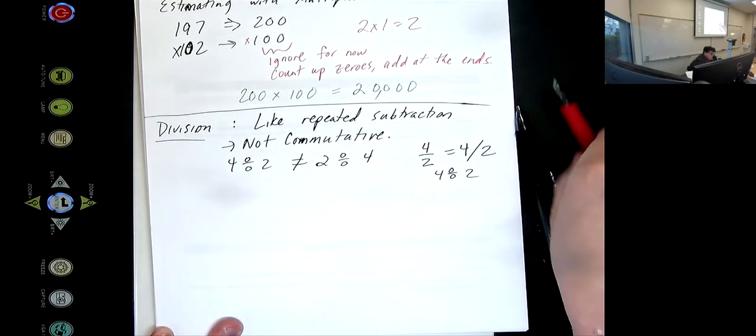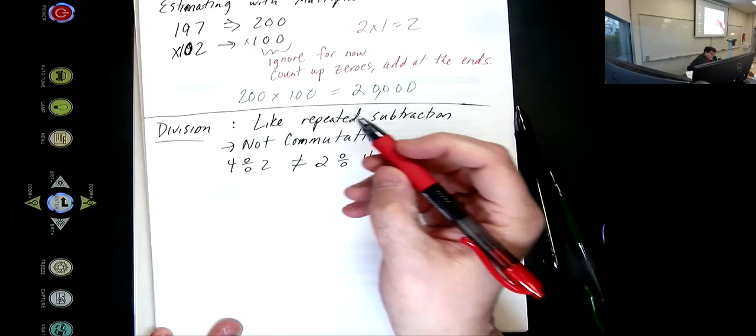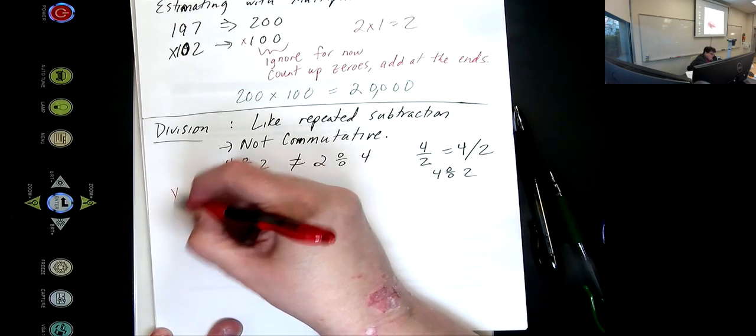The last rule for division: you cannot divide by 0.